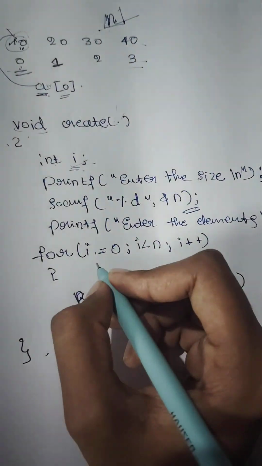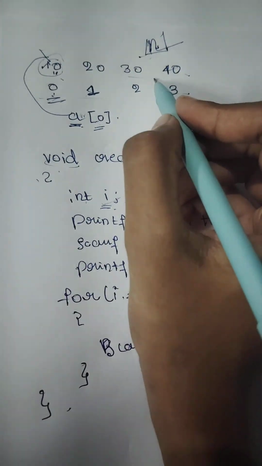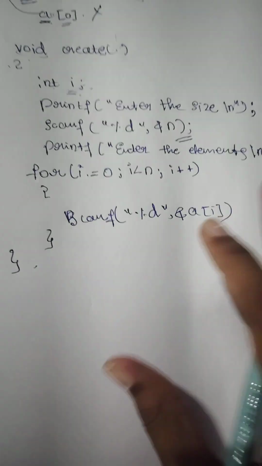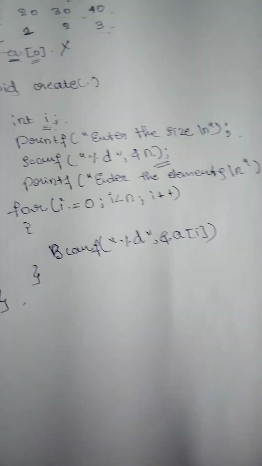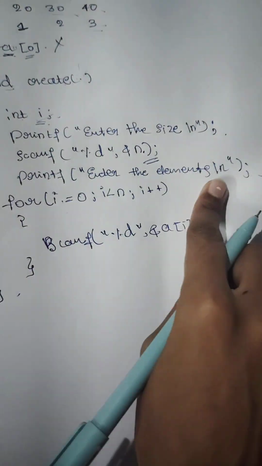So let's see what this for loop does. We don't have any array, guys. We just have empty space and we are just creating the array. Let's insert the size as n equal to 3. I have inserted the size. Now I have to enter the elements.